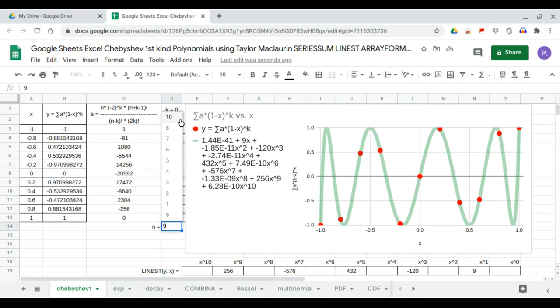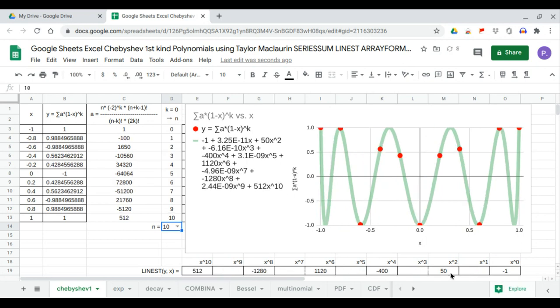At n equals 10, our Chebyshev first kind polynomial y equals negative 1 plus 50x squared minus 400x to the fourth plus 1120x to the sixth minus 1280x to the eighth plus 512x to the 10th.